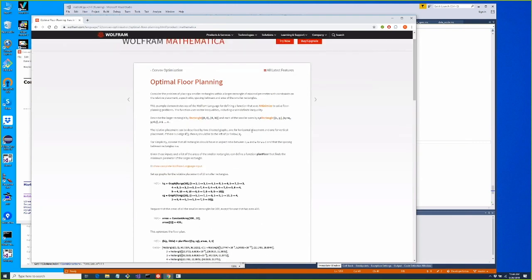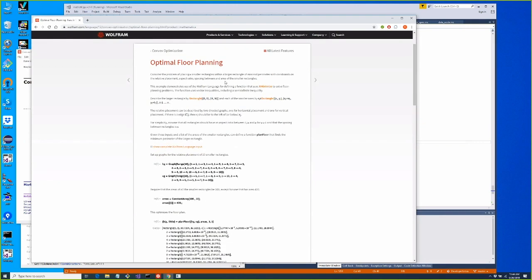So here's an example that shows, again, we're going to use NMinimize as an interface to convex optimization. Well, all we have to do is be careful to make our constraints explicitly convex so that NMinimize can recognize things as convex.